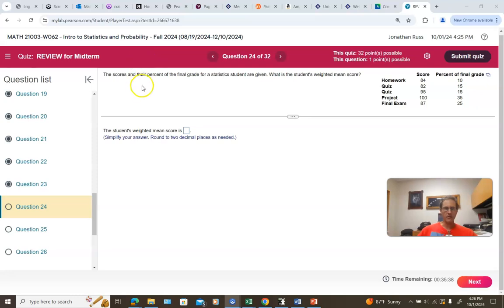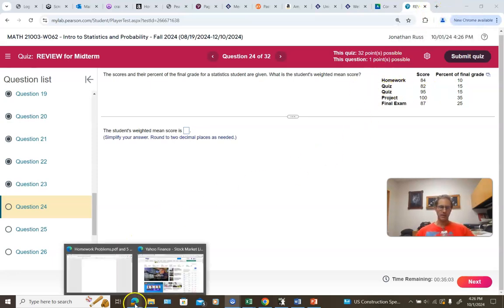Okay, now this one, the scores and their percent of the final grade for a statistics student are given. What is the student's weighted mean score? So here what we're calculating is a weighted mean, okay? So the actual scores themselves, those are like your data values, and then the actual percentages, those are the weights. And this is actually how your grade is calculated as well. So for this, guys, I'm going to have to use a little paper here.